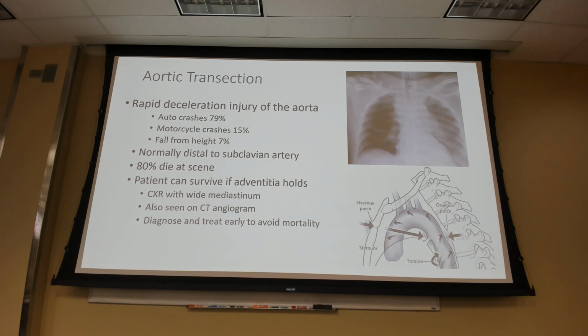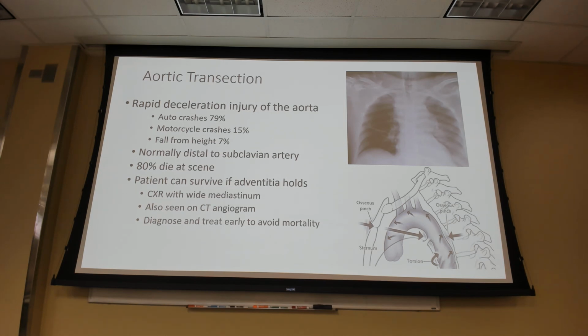So we see auto crashes, especially if they're only wearing a lap belt, or if they're not wearing a seat belt, you can have that deceleration injury into the steering wheel. But it can also be restraining. You can see this in motorcycle crashes and falls from heights. It's normally distal to the subclavian artery. And if they survive and the adventitia holds, you'll see that wide mediastinum on chest x-ray. You can also see it on an angiogram as well.